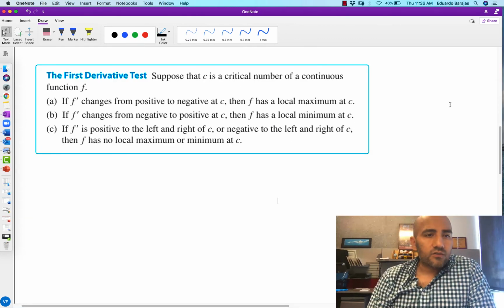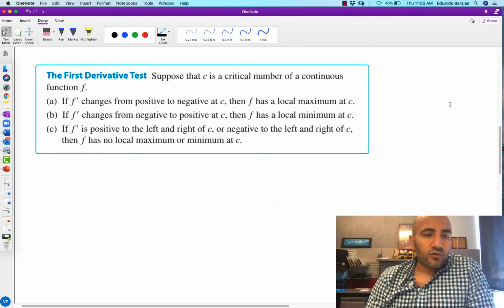Okay, so all of that leads to the first derivative test. Suppose that c is a critical number of a continuous function f. A, if f prime, so the first derivative, changes from positive to negative at c, then f has a local maximum at c. B, if f prime changes from negative to positive at c, then f has a local minimum at c. And finally, if f prime is positive to the left of and the right of c, or negative to the left of and the right of c, then f has no local maximum or minimum at c.